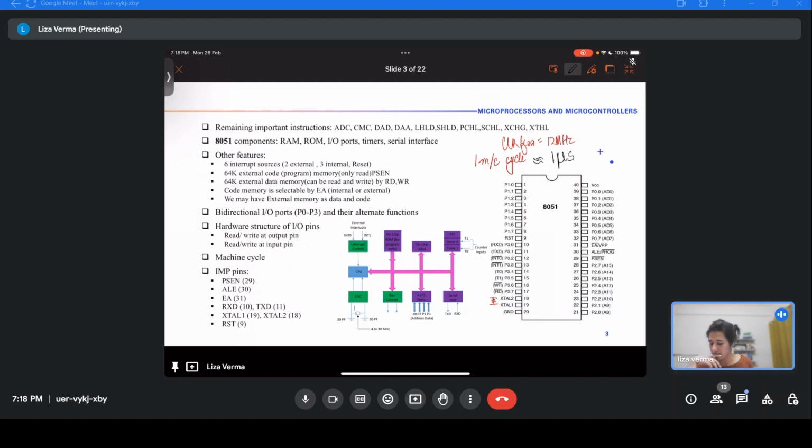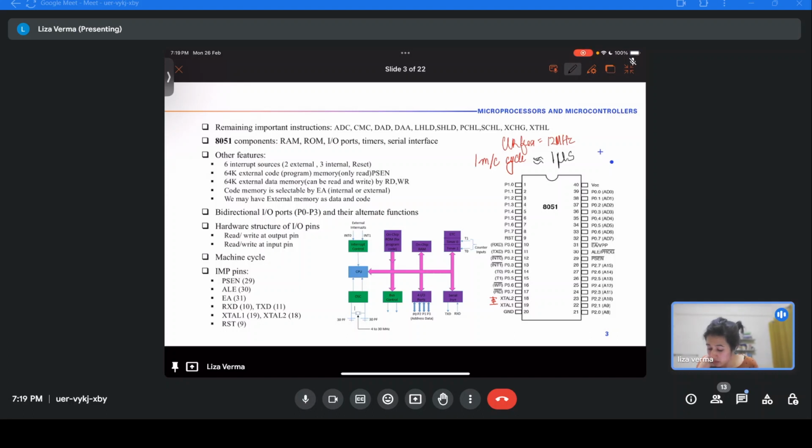Then the code memory is selectable by the EA bar signal, which can be internal or external. We may have external memory as data or code, depending on what the signal is. I think this was discussed in class really nicely.